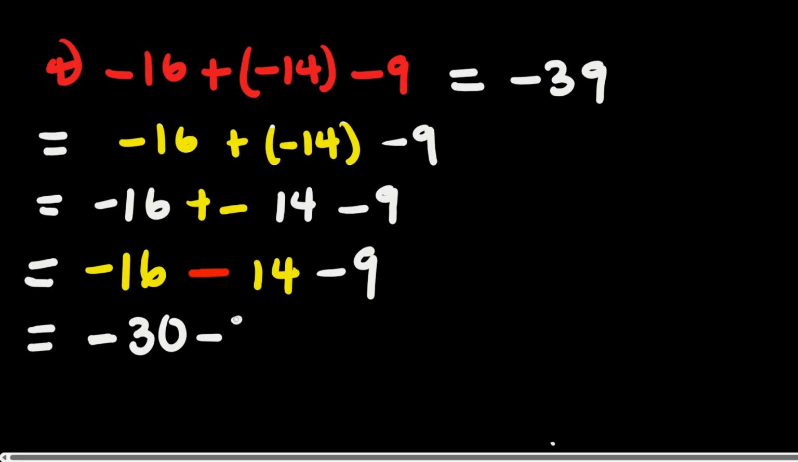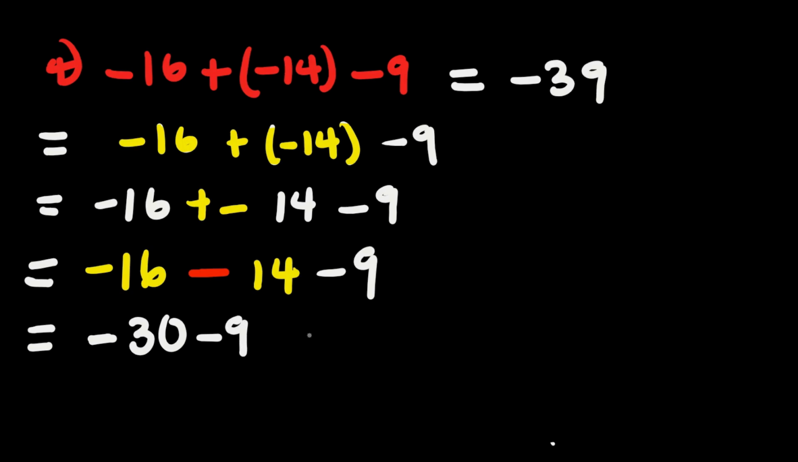Then we drop down the negative 9. So it's still the same here. Negative 30, negative 9, they both have the same sign. So we keep the common sign, which is a negative. Then 30 plus 9 gives us 39. And this is our final answer.